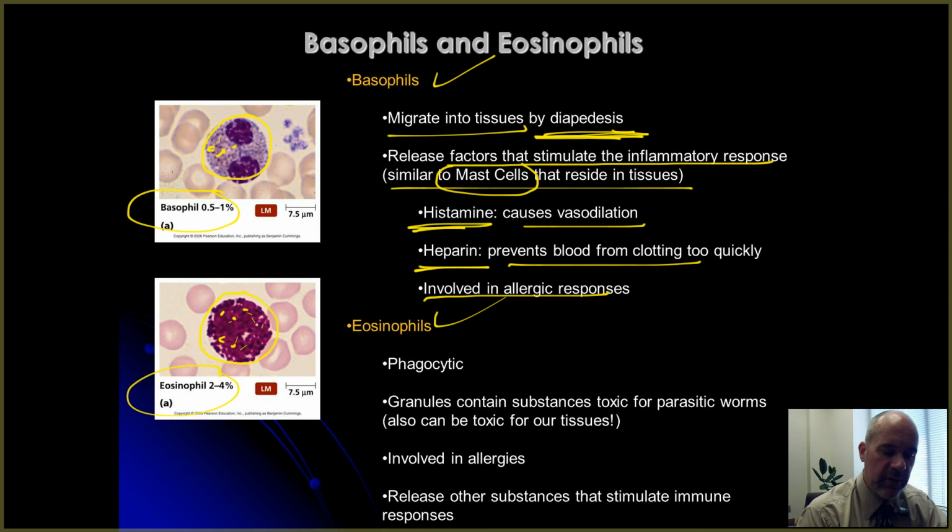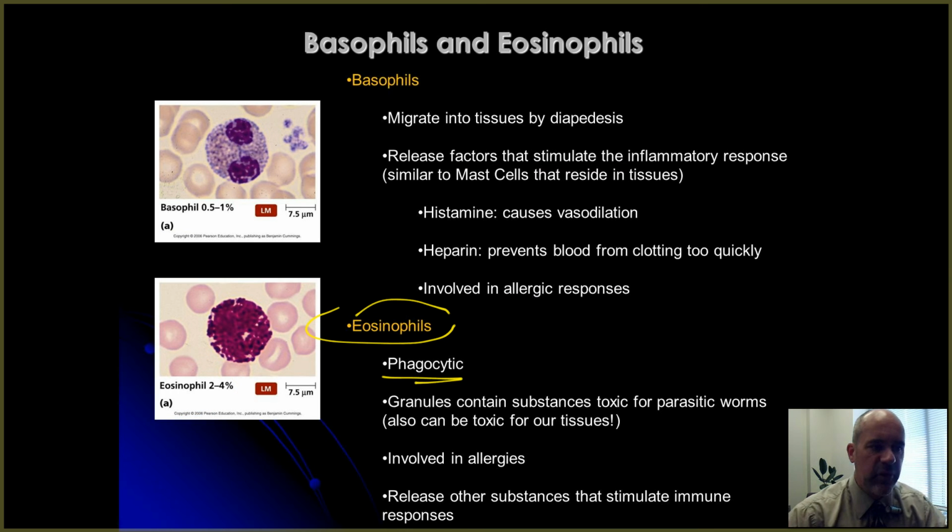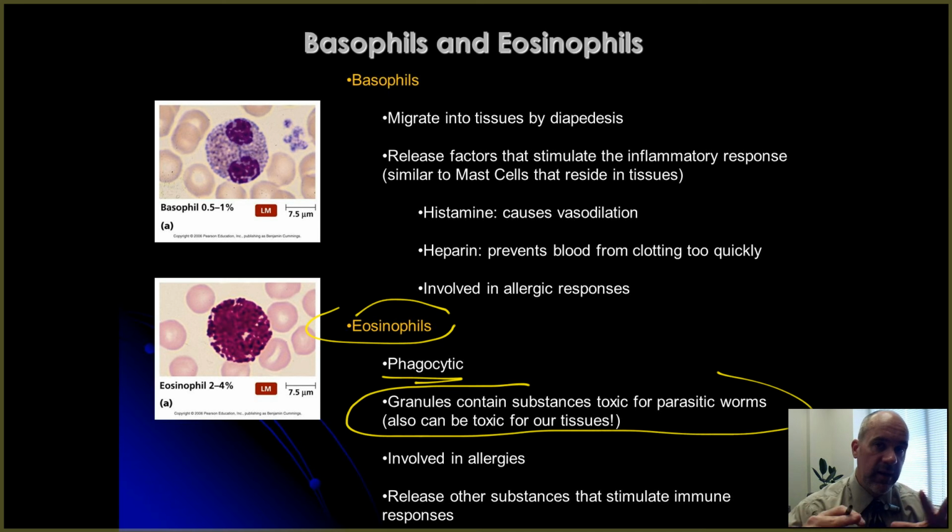All right, then your eosinophils over here, they do phagocytosis to some degree. They're not as important as your neutrophils or your macrophages. When you're thinking about what cells are phagocytic, neutrophils and macrophages are the big two. These cells, their granules contain chemical substances that, well, we know, play especially important roles in killing parasitic worms. Unfortunately, many of those chemicals are toxic for our own tissues as well.